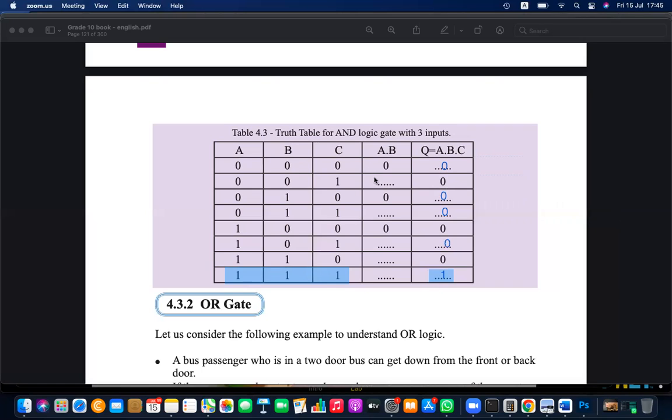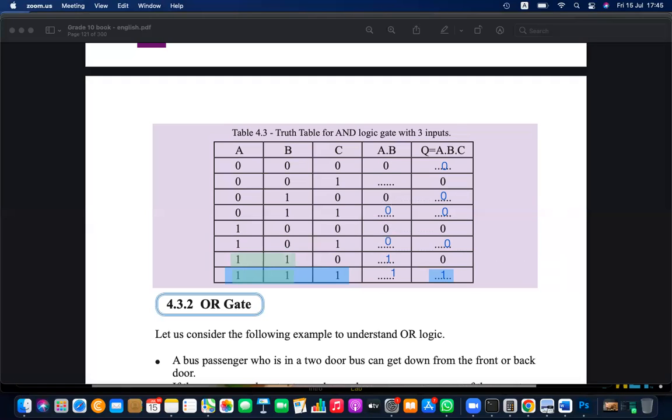And here, what about A and B? Then it's considering only A and B. So that means this part. You have to find the occurrences where both A and B are 1. Here no, here no. Here also A and B are 1, right? And here also A and B are 1. So you can say this is 1 in 2 occurrences, this place and this place. All other places, it is 0.